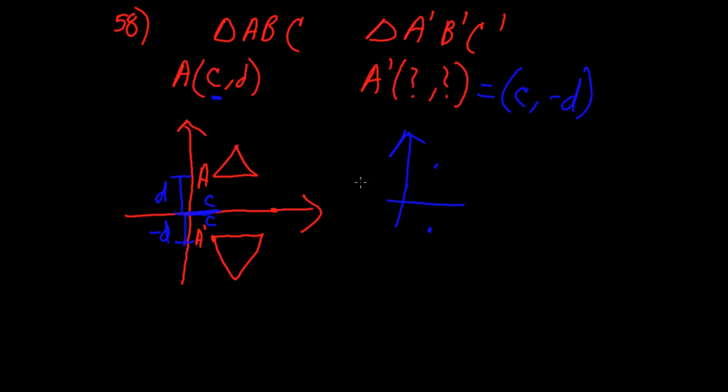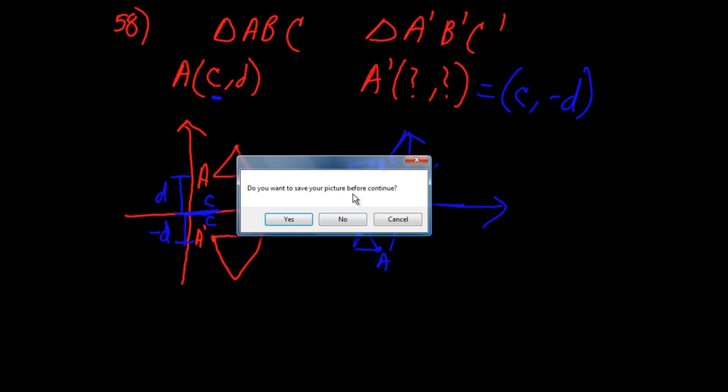So we could have really placed this triangle anywhere. Say we place the triangle down here on this graph. Then when we flipped it over the x-axis, it would look like this, and its x coordinate would still be the same. Say it was like this, A prime. Its x coordinate would still be the same, but again, its y coordinate is just flipped, it's opposite, which explains the negative D. So we'll go on to question 59.